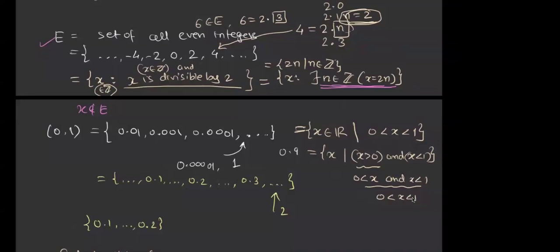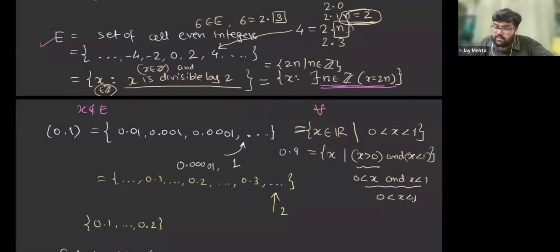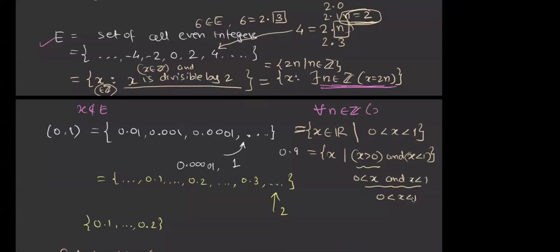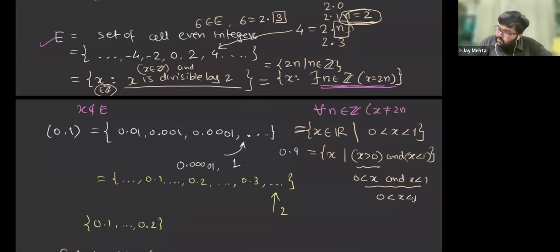Negation is for all n belongs to Z. I always prefer saying given any n in Z, but for all is fine. X not equal to 2n. Yes, very good. X is not equal to 2n. So we know that x is not in E if this condition is satisfied. Right? So the negation is already there.